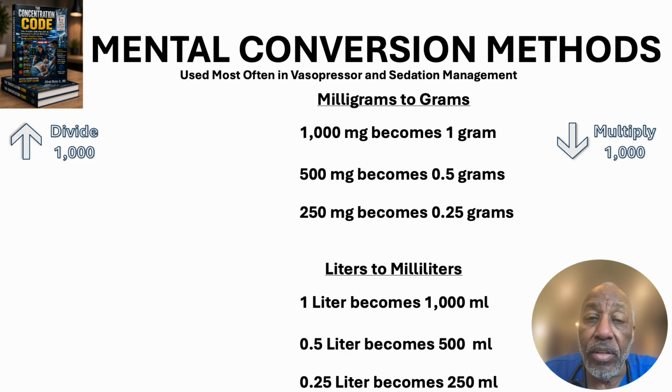Milligrams to grams is the least common conversion at the bedside, but it still comes up during drug preparation and when reading pharmacy labels. You're moving up one rung. Divide by 1,000. 1,000 milligrams becomes 1 gram. 500 milligrams becomes 0.5 grams. 250 milligrams becomes 0.25 grams. The clinical context where this matters most is when you receive a drug in milligrams, but the bag is labeled in grams or vice versa.